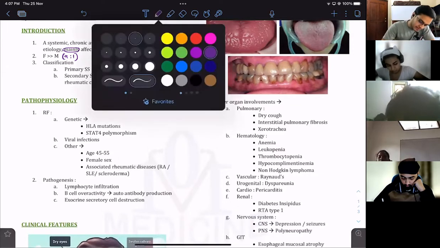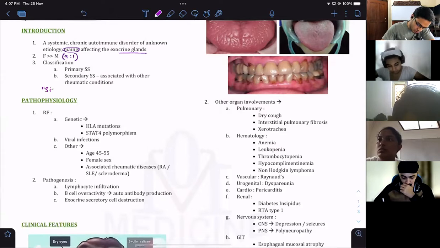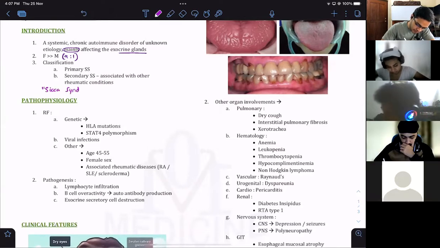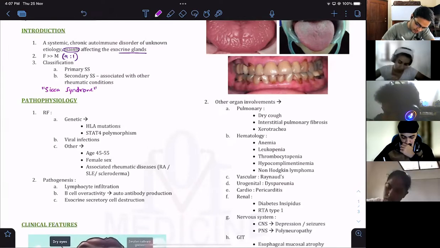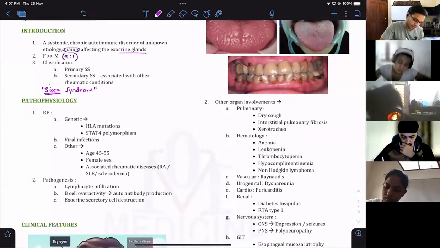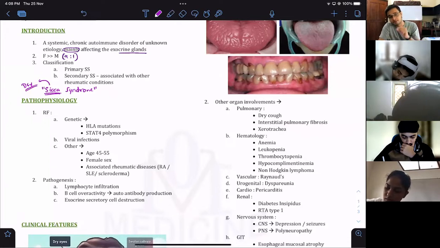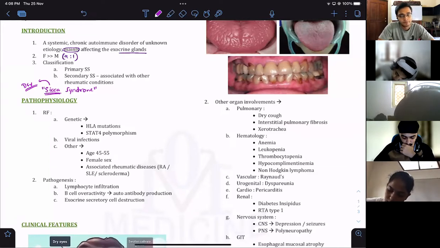Just write this down, because in some questions these words come. Sjogren syndrome is also called sicca syndrome. The word sicca means dry. Same thing, because in some questions you get these words, so don't get confused.